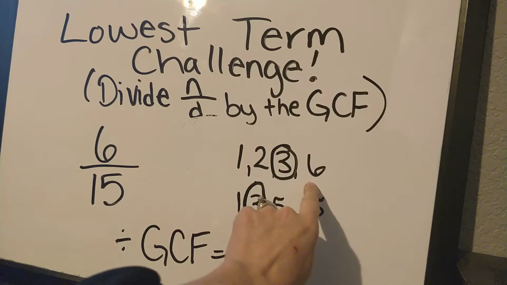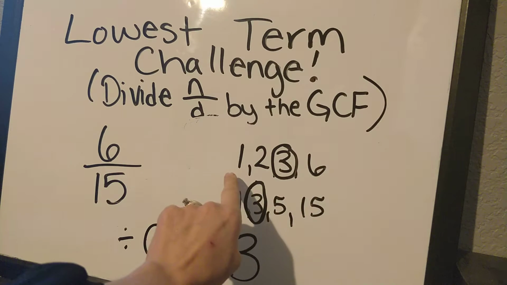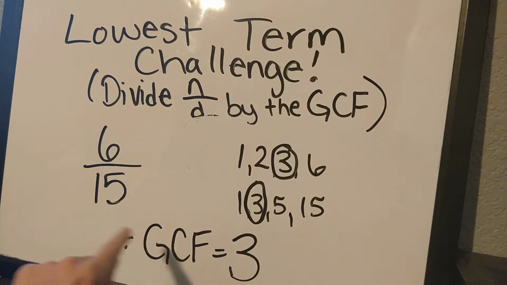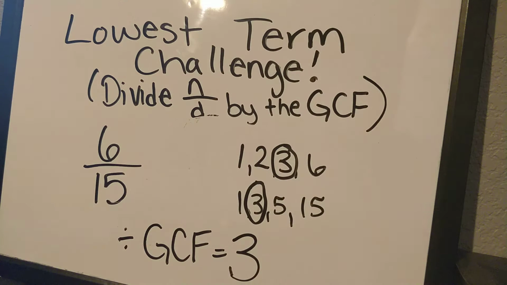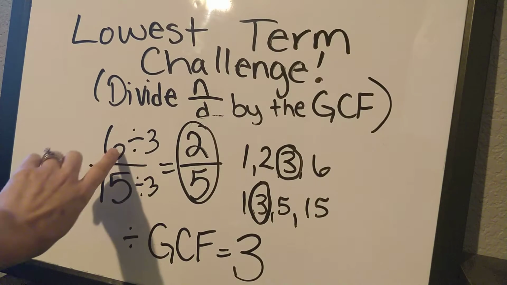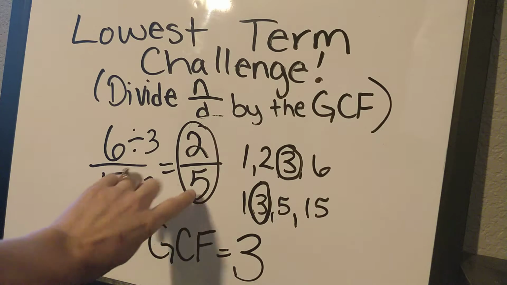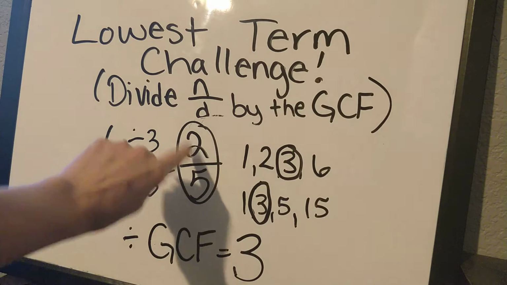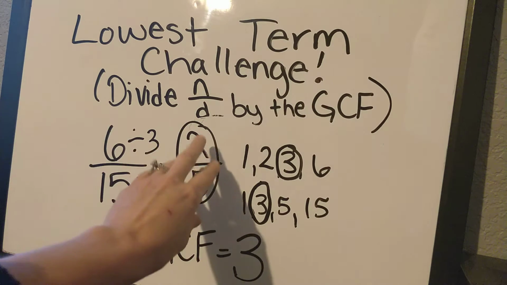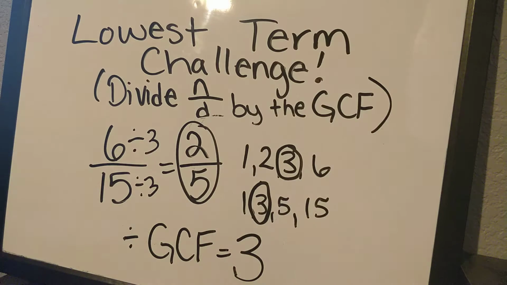Okay, so I listed my factors for our numerator, which was 1 times 6, 2 times 3. My factors for 15 are 1 times 15, 3 times 5. They both have 4 factors. They only have one number in common. So the GCF is 3. Now what? I have to divide each of those by 3. Go. 6 divided by 3 was 2. 15 divided by 3 was 5. The lowest term challenge for 6/15 is 2/5. That's as low as you can possibly write 6/15.